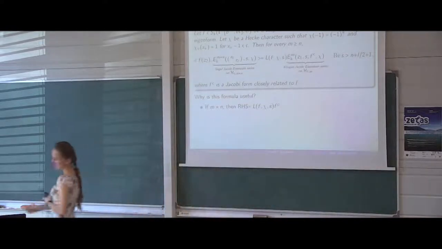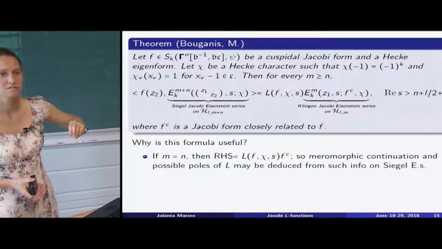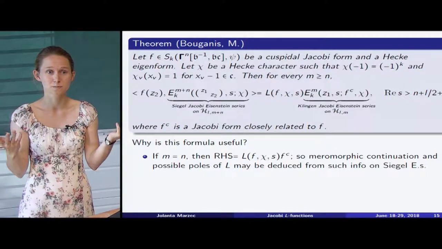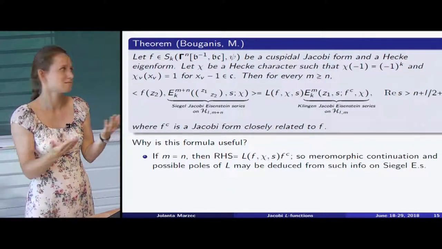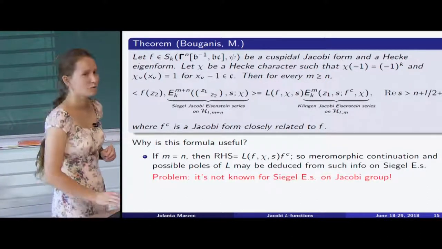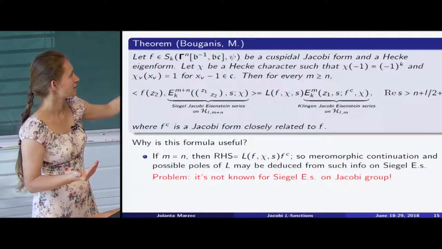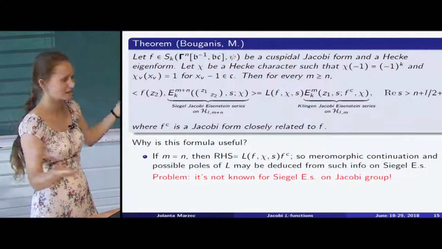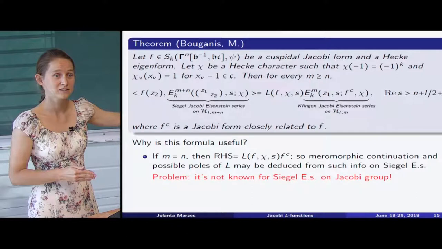So in this case, if we knew that the Eisenstein series on the left-hand side admits meromorphic continuation, if we knew information about its poles, then we would be able to say basically the same things about the L function. There is only one problem, namely that there is not so much known about Eisenstein series defined on a Jacobi group of Ziegler type or of Kleinhan type, really. So at the moment, we cannot yet derive any information for the L function.